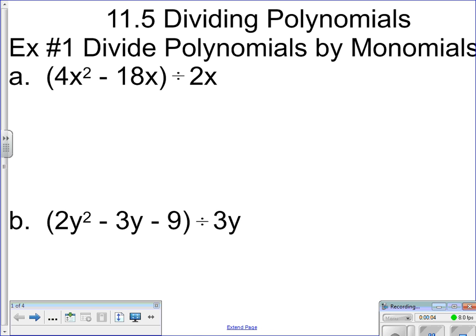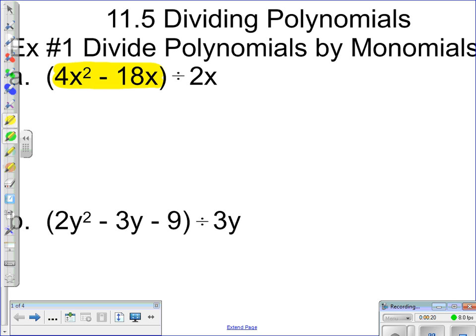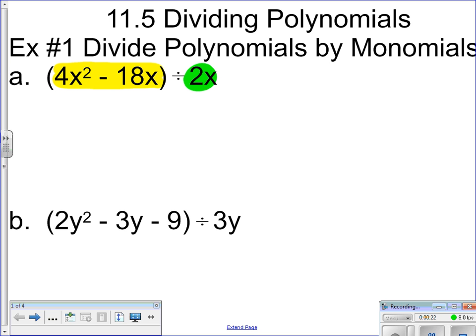Lesson 11.5, dividing polynomials. Today we're going to be dividing polynomials by monomials. If you look at example 1a, we have the polynomial 4x squared minus 18x. We want to divide that by 2x. So what I'm going to do is put a 2x under the 4x squared and a 2x under the 18x, and now I'm going to divide each part separately.